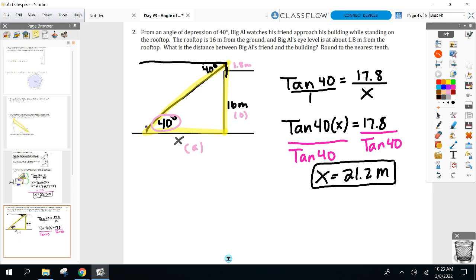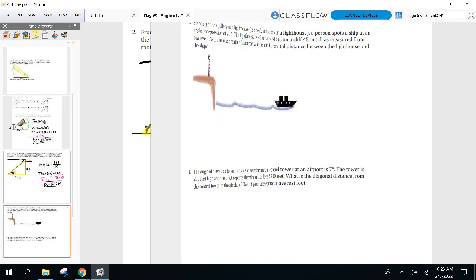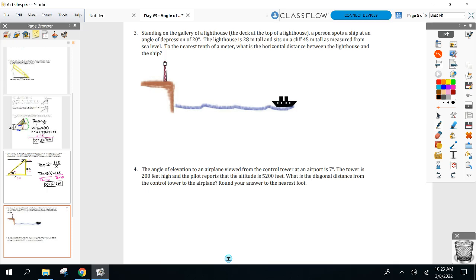Questions? Elevation, I'm looking up. Depression, I'm looking down, starting from looking straight ahead. All right, depression problem here. Now we'll go to a lighthouse. I don't know, anybody ever been in a lighthouse? All right, good story.